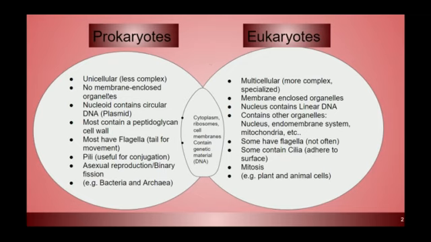The second thing that we're going to talk about is that prokaryotes have no membrane enclosed organelles. So all of the organelles that they have have no membrane, okay? As opposed to eukaryotes, which have membrane enclosed organelles. All of the organelles in a eukaryote have membranes, all right? And a huge example of that is the nucleus. The nucleus has a nuclear membrane for eukaryotes. Prokaryotes don't even have a nucleus, okay?